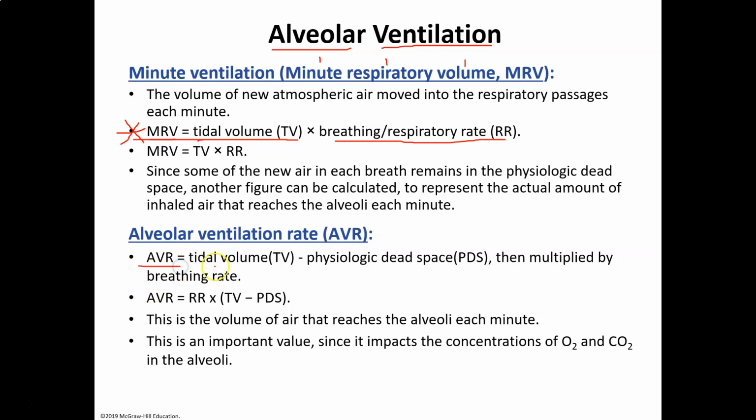So we calculate another figure called the alveolar ventilation rate. Alveolar ventilation rate is tidal volume, so you're at rest, in and out, minus the physiologic dead space, and then you multiply that by the breathing rate. Here it is in algebraic form: alveolar ventilation rate equals respiratory rate, RR, that's how many times you're breathing in a minute, times the tidal volume minus the physiologic dead space. This is the volume of air that actually reaches the alveoli each minute. It's an important value, and it impacts the concentrations of O2 and CO2 in the alveolus. Very important.